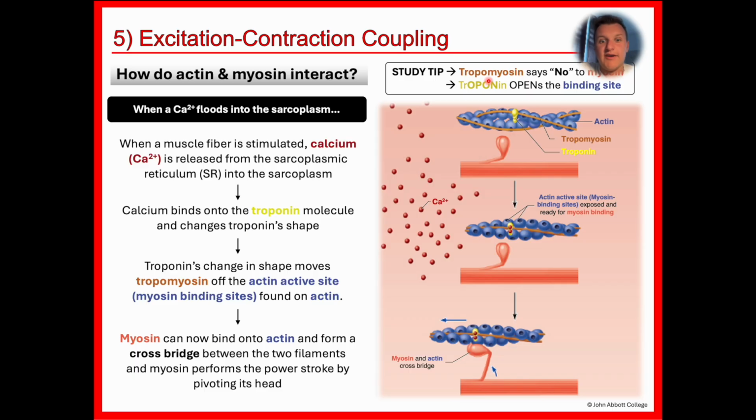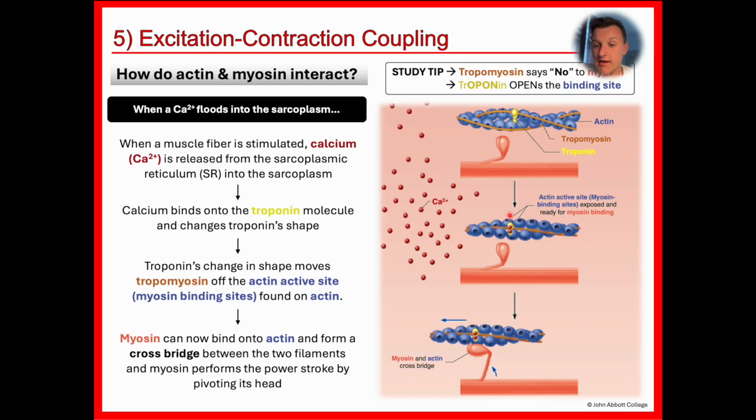So I know there's a lot of names here, but I'll give you some study tips. So tropomyosin, right, this little blocker of the heads, this says no to myosin. The tropomyosin says no to myosin. Troponin, right? This sounds like opening. Opens the binding sites. So it allows the sites to be open.